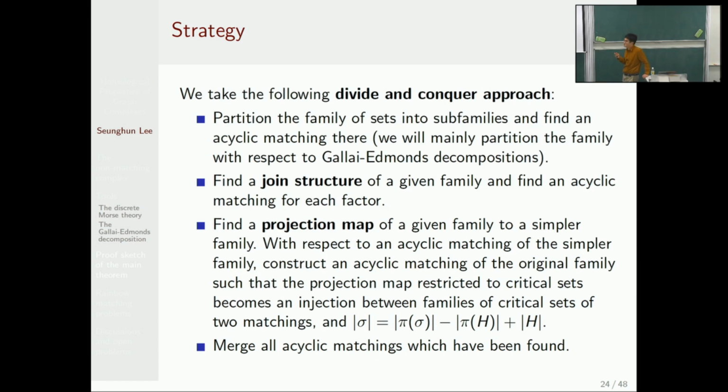So the Gallai-Edmonds decomposition becomes important. And secondly, find the joint structure of a given family and find an acyclic matching for each vector. And I'll introduce the definition of joint in the next slide. These two ideas are the most important.